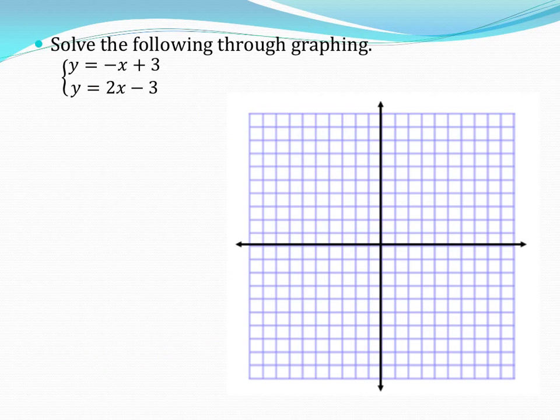All right, I'm going to go through this one a little quicker now. So I have my two equations. I have y equals negative x plus 3, y equals 2x minus 3. First thing I'm going to check, are these written in slope-intercept form?